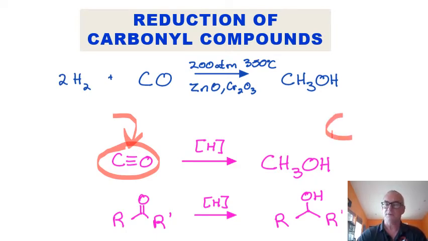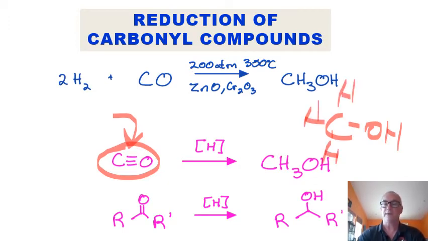that carbon goes from being triply bonded to oxygen to being singly bonded to oxygen, and the oxygen also gets reduced. Hydrogen gets added to it. So basically we replace all those bonds with hydrogens except the carbon-oxygen bond. And so we go from carbon monoxide to methanol.